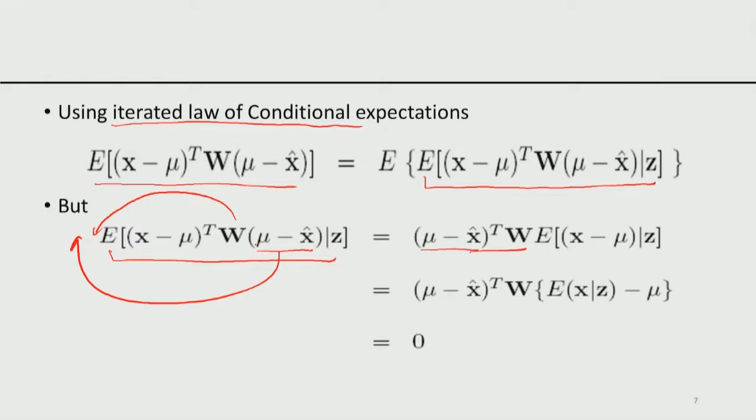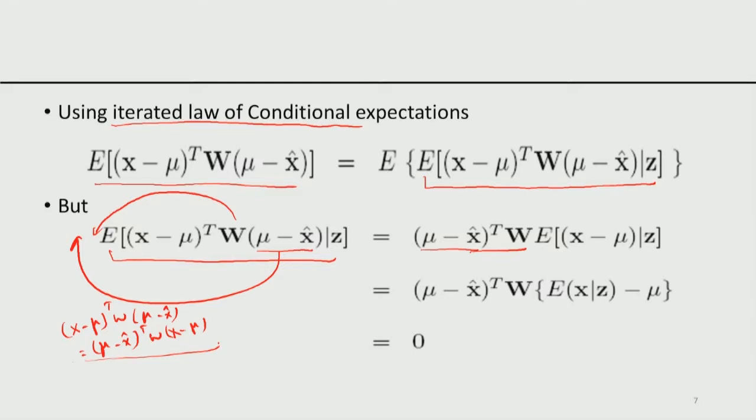Please remember what we have used in here. X minus mu transpose W mu minus x hat is also equal to mu minus x hat transpose W x minus mu, because W is a symmetric matrix and this quadratic form is a scalar. Therefore these two are essentially the same, and we have used this particular fact in trying to go from the left hand side to the right hand side.